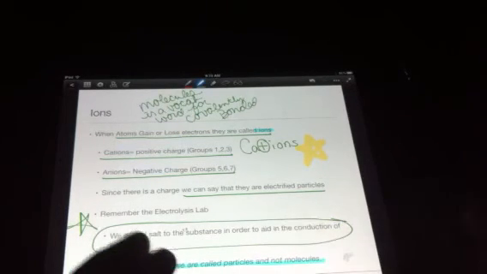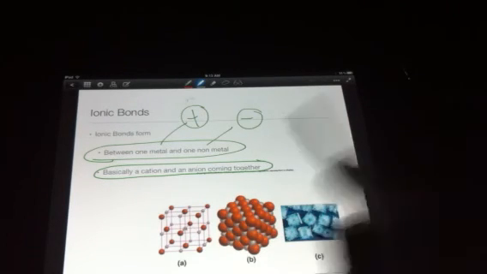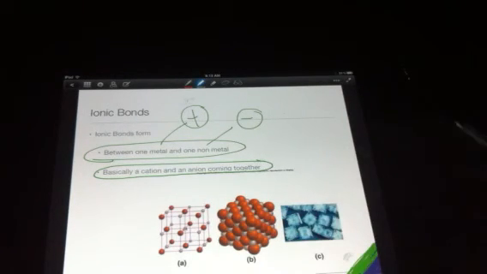Since there is a charge, we can say they're electrified particles. Remember the electrolysis lab? We added salt to the substance in order to get it to conduct electricity, in order to split the water. Okay? Crystalline structures are called particles and not molecules. Ionic bond. So an ionic bond forms between one metal and one nonmetal, or one cation and one anion. Okay? There are some exceptions to it.